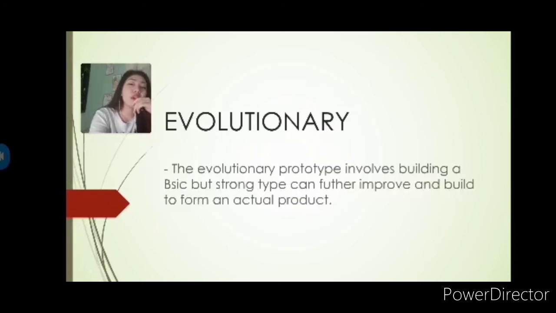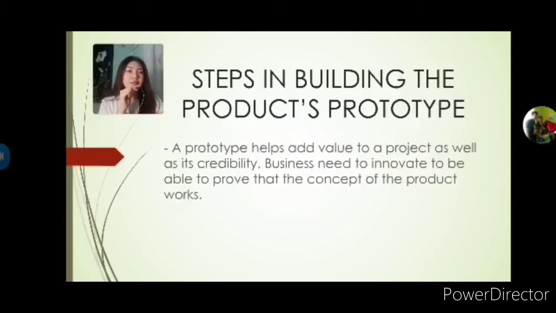So the fifth one or the last one is the evolutionary. The evolutionary prototype involves building a basic but strong prototype that can be further improved to form an actual product. So let's proceed to the next slide.